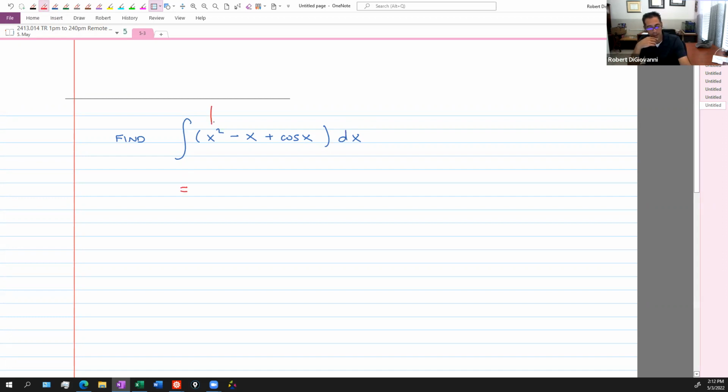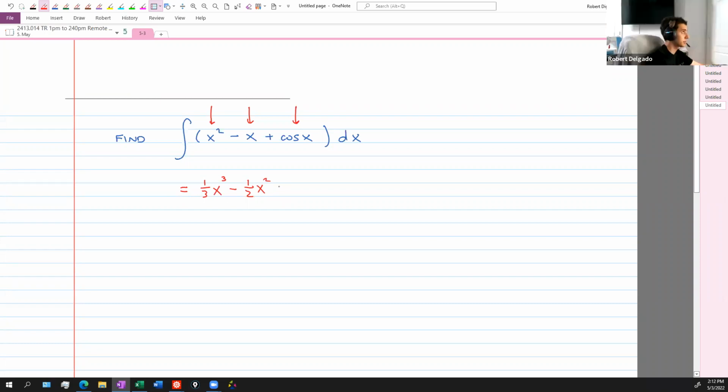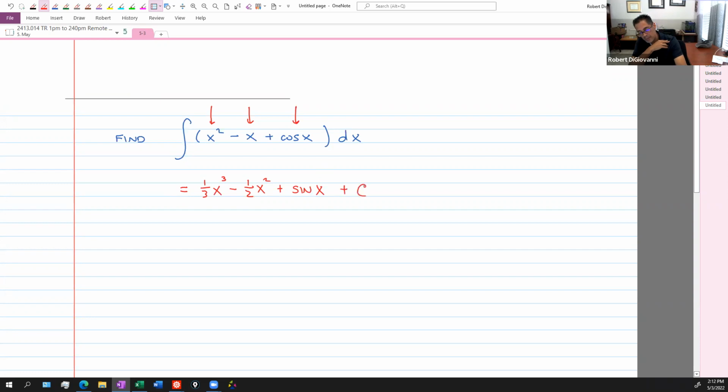So you would just look at these separately because there's addition and subtraction between them. You can do them one at a time. 1/3 x cubed minus 1/2 x squared. What is the antiderivative of cosine x? Not the derivative, the antiderivative. Sine x, just sine x, right? Not negative sine x, because you're doing an antiderivative, not a derivative. And then plus c. We're done. That's just notation. You understand? Okay.